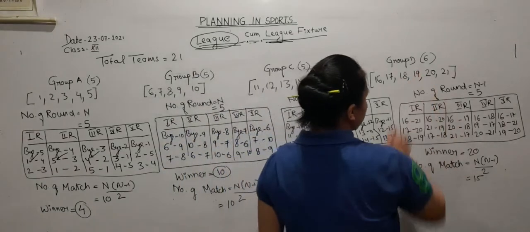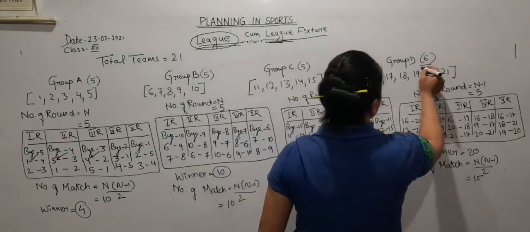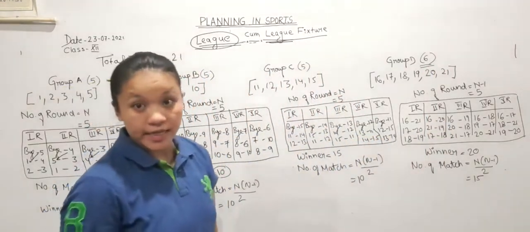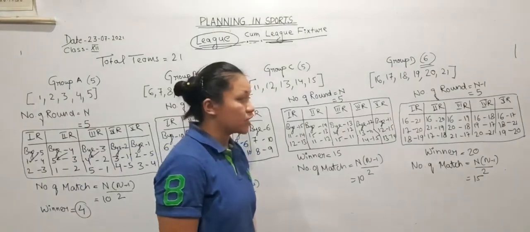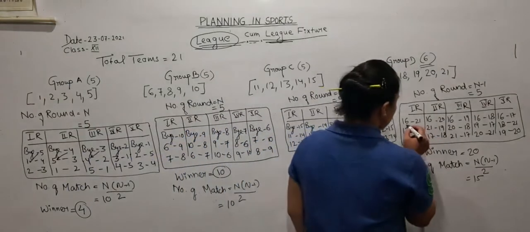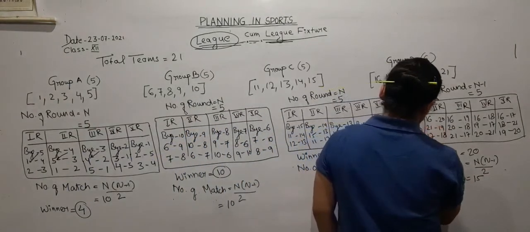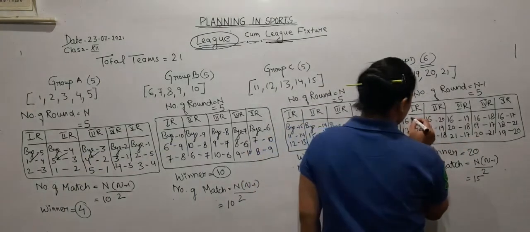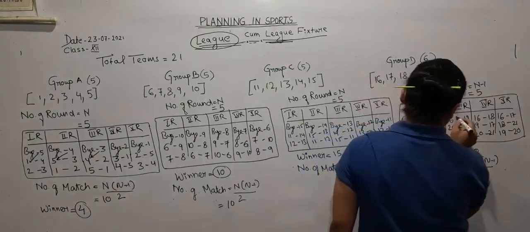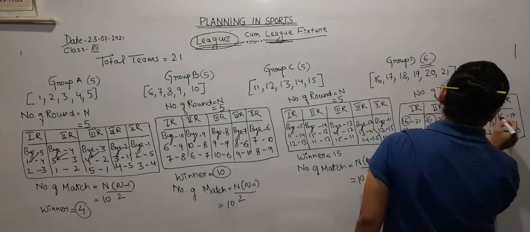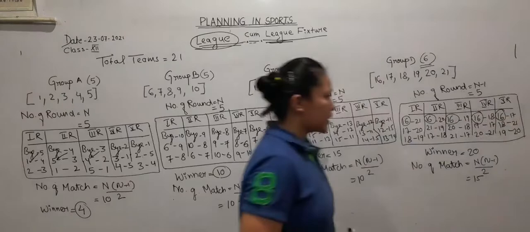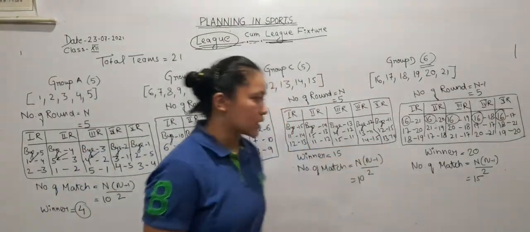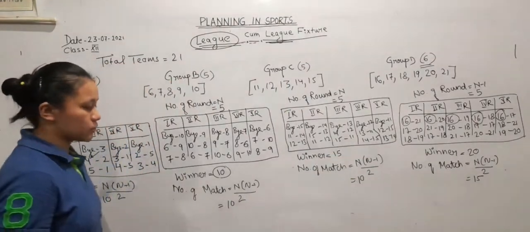Now in group D, number of teams is 6, even number. Therefore, we will not give a bye. Here we have kept 16 at a fixed place, and the remaining teams will rotate in the clockwise or anti-clockwise. Let winner is 20 and number of matches 15.